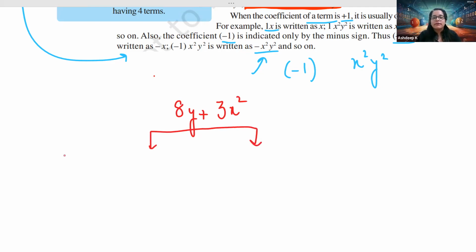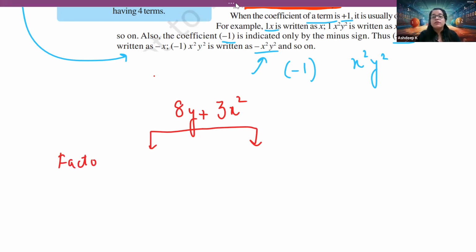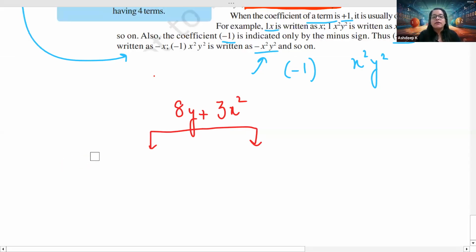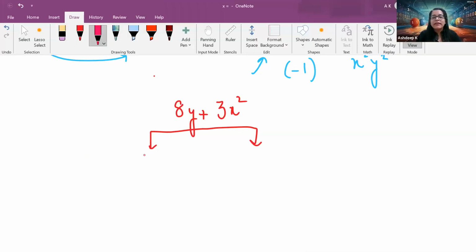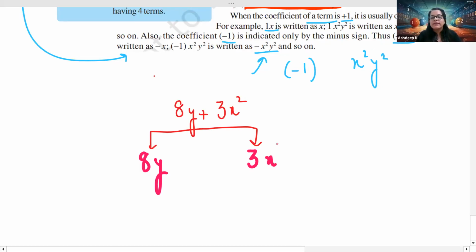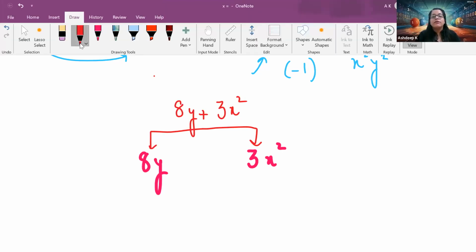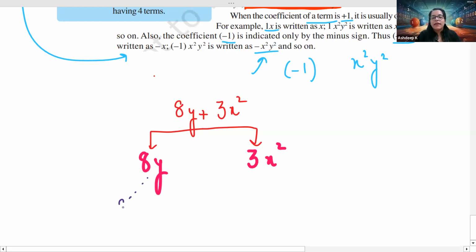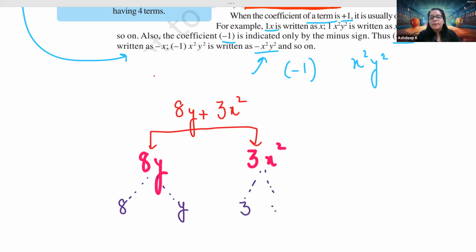Now if we go through the tree diagram, first of all we need to tell the terms. So first of all, we have the terms. Simply here the terms would be 8y and then we have 3x square. Now, if we further divide the terms, what we will get? We will get the factors. So here we have 8 and y, because 8y is formed from the product of 8 and y. And then we have 3x square, which is nothing but 3 multiplied by x and x. So here you can see 8y and 3x square are the terms, and then we have the factors. Okay, so the terms are indicated by a straight line and the factors are indicated by a dotted line.